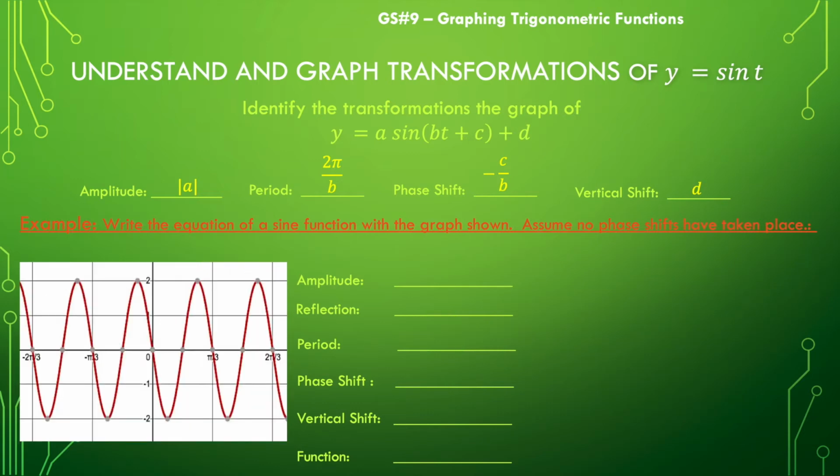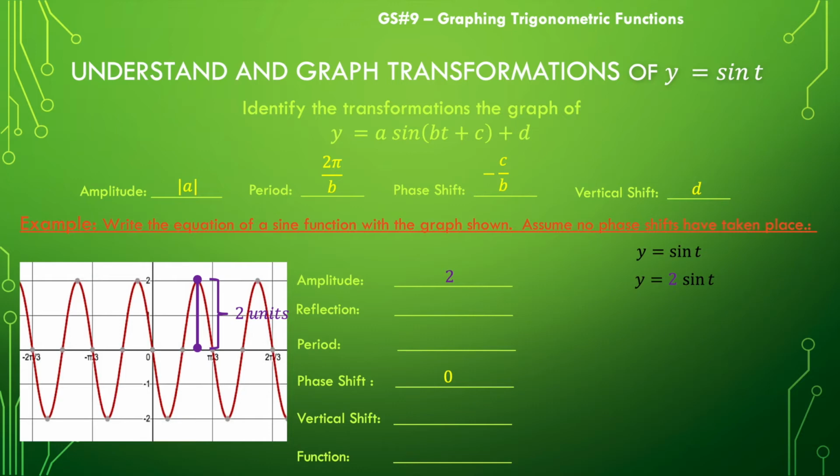Here's another example, similar to the one we just did. So let's go through it a little quicker this time. How about that amplitude? Can you identify the amplitude? If you said 2, you'd be right. The amplitude is the distance from the midline to the maximum. So that will be 2 units, and we can go ahead and add that into our function.